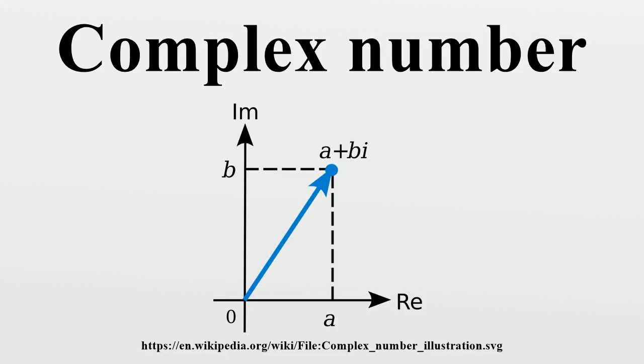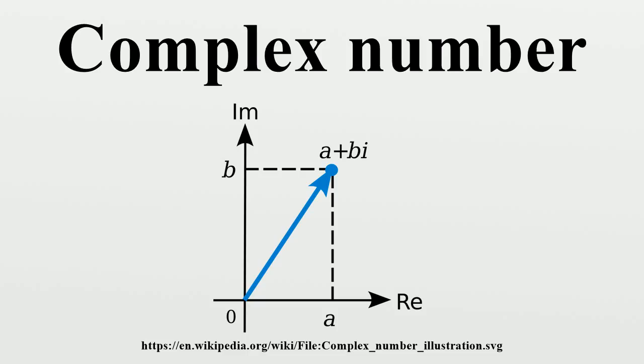A complex number is a number that can be expressed in the form a plus bi, where a and b are real numbers and i is the imaginary unit that satisfies the equation i² equals -1. In this expression, a is the real part and b is the imaginary part of the complex number.